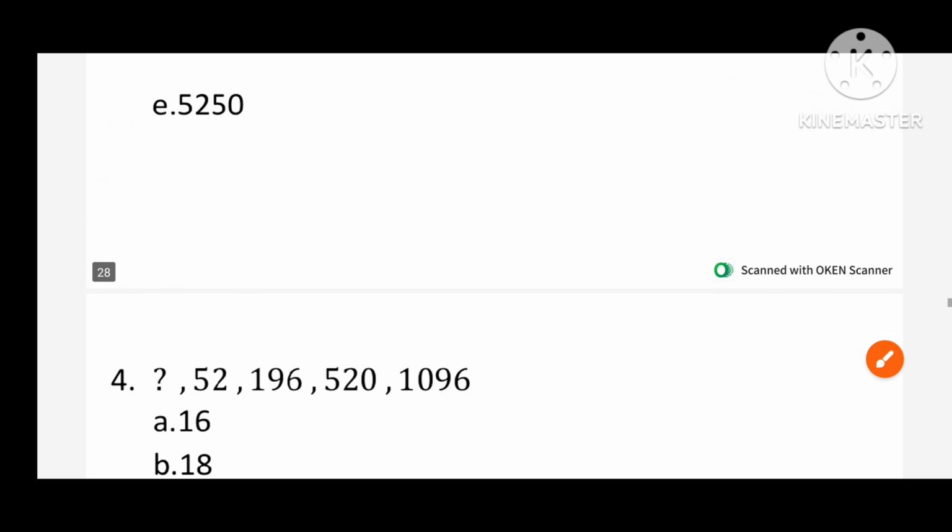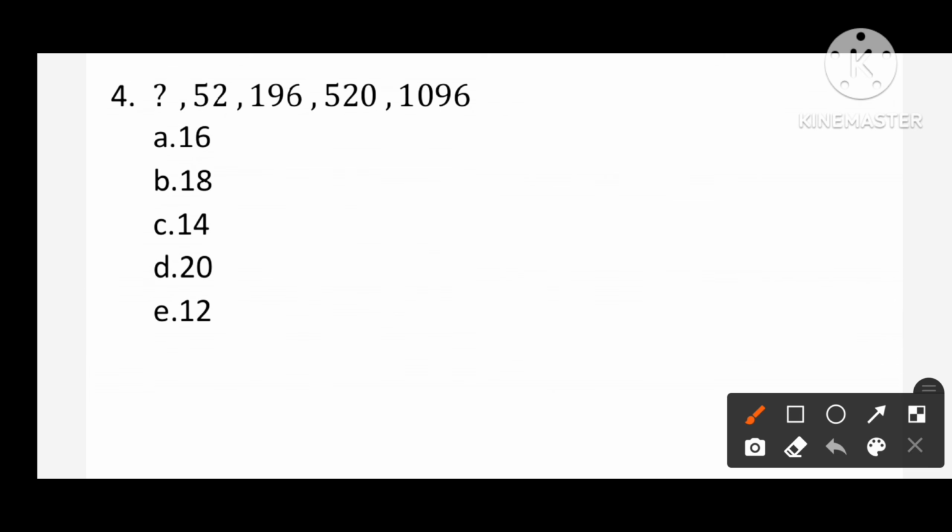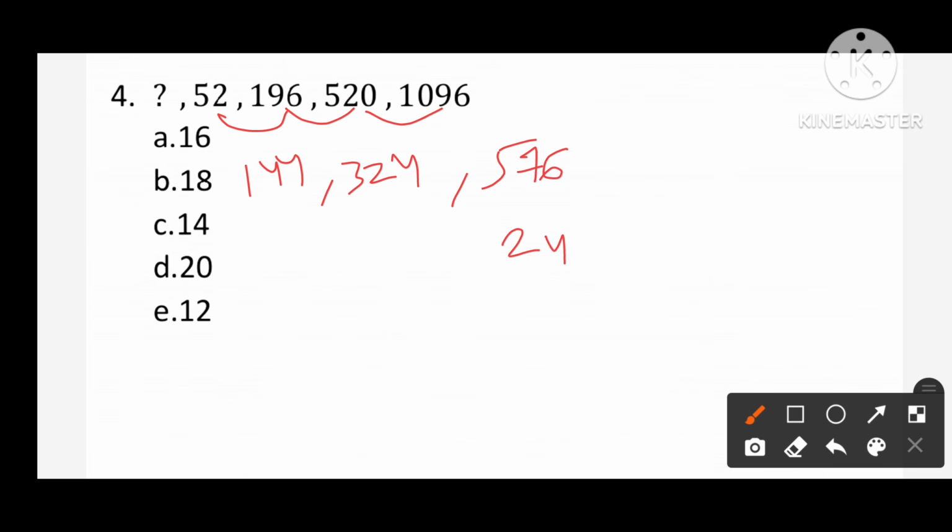Next, question number 4. Here the difference between these two is 441. Here the difference between these two is 423. Next one, here the difference we see is 675. So this is 24 square, 18 square, 12 square. So the difference between these numbers will be 6. So the next must be 6.